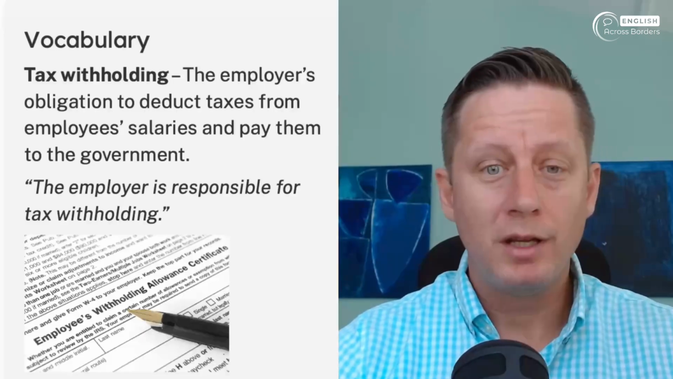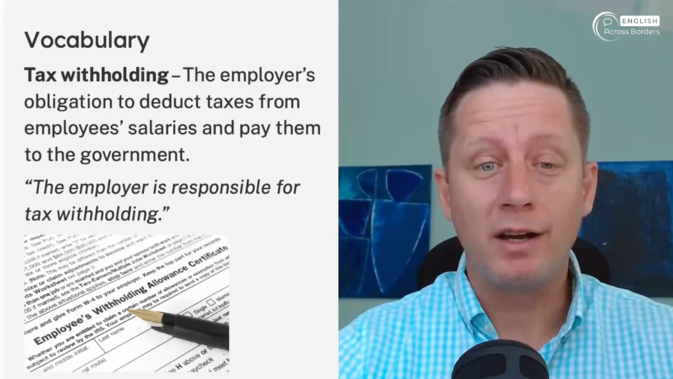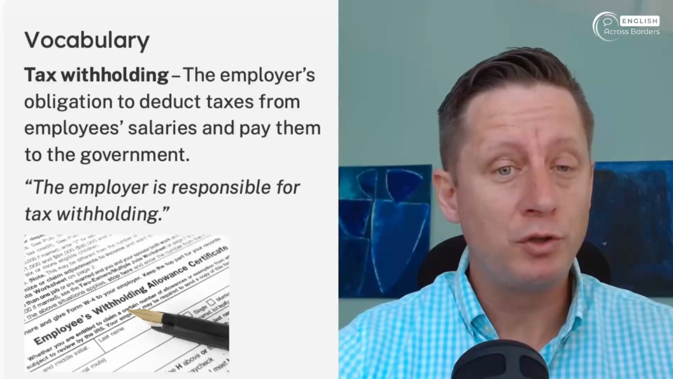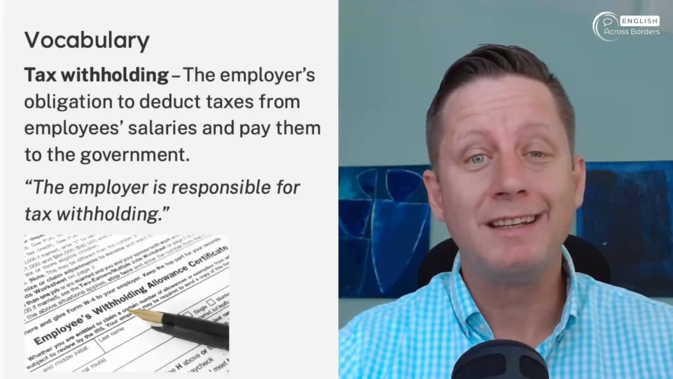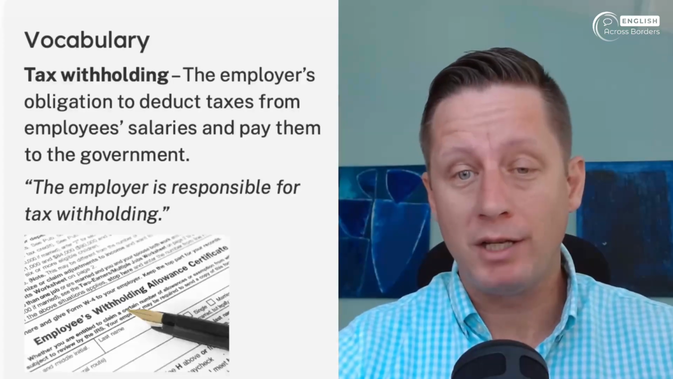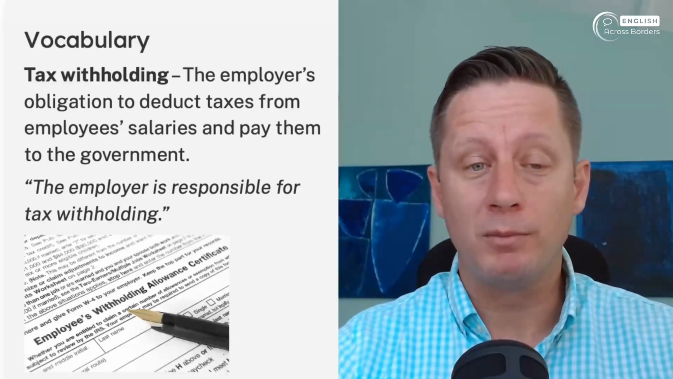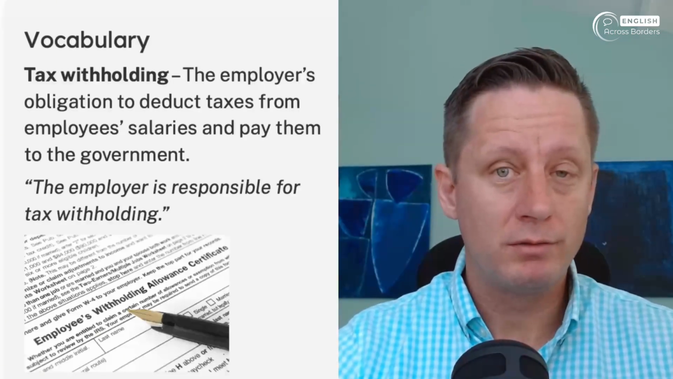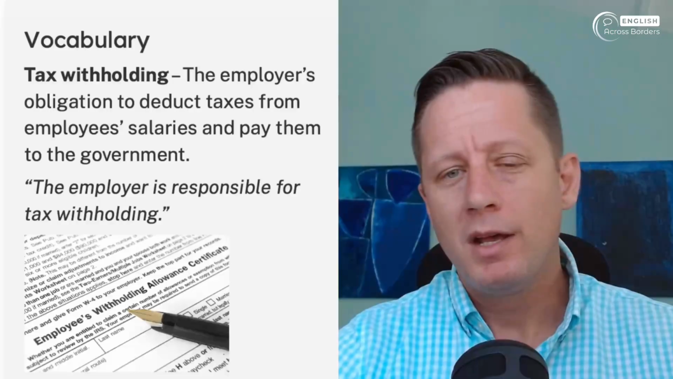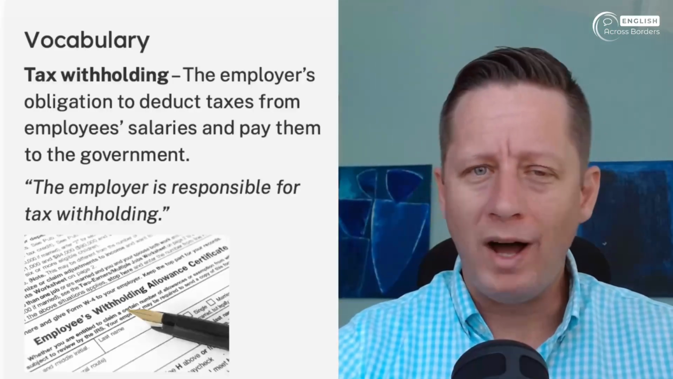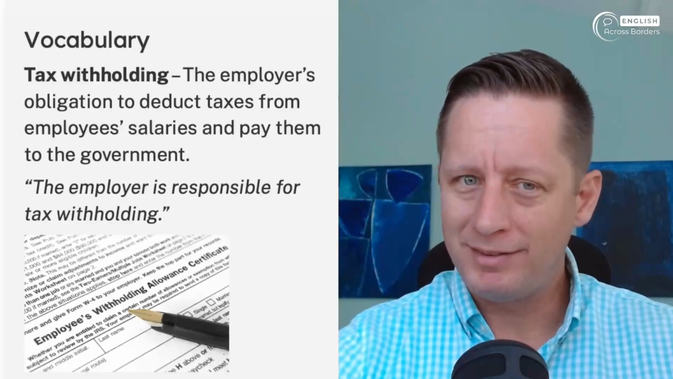Tax withholding means the employer deducts income tax and Social Security contributions directly from an employee's paycheck. For example, the employer is responsible for tax withholding. Let's check out a story. An employee asks, "Why is my paycheck lower than my salary?"